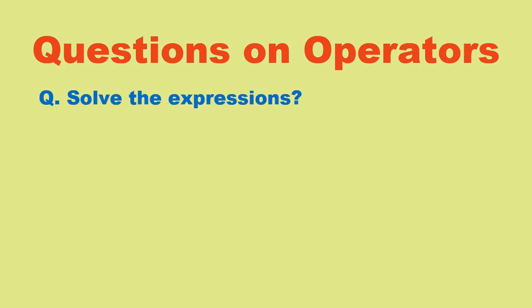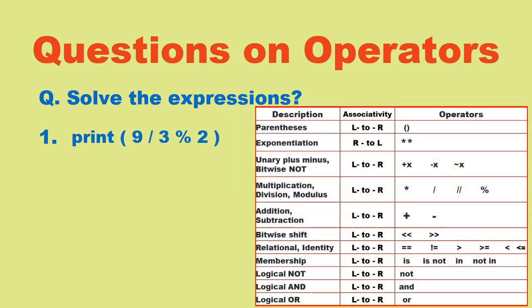Some questions on this are to give final result after solving an expression where a mix of operators are used. Like in this expression, what would get printed? Here you need to know the precedence of operators. Multiplication, division, modulo all have same precedence. If precedence is same, then the associativity is left to right. So division will happen first and then modulus.